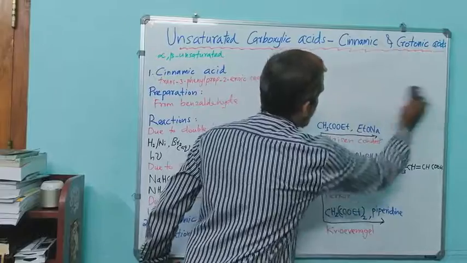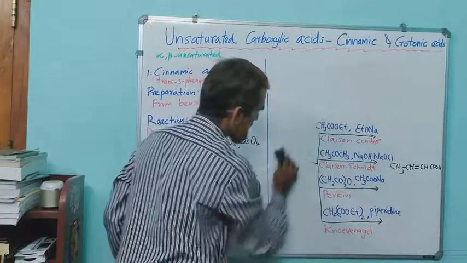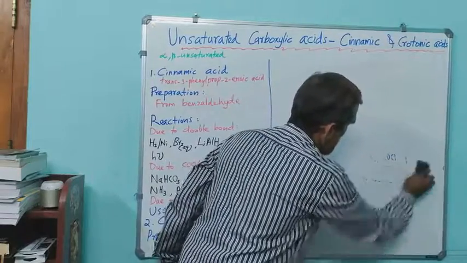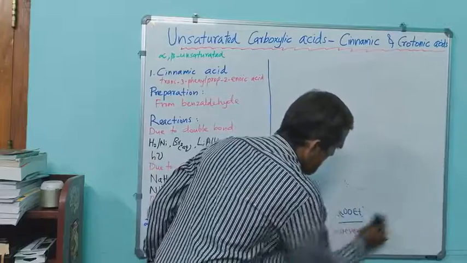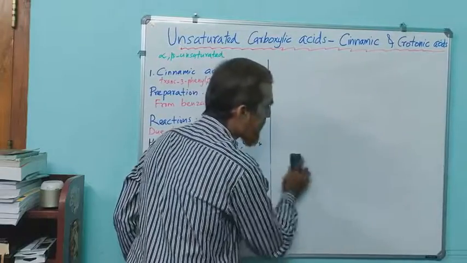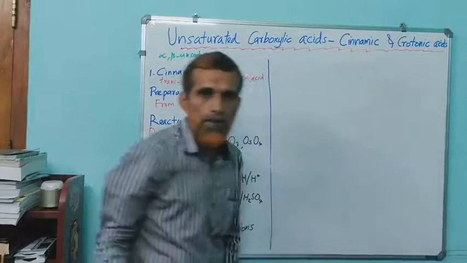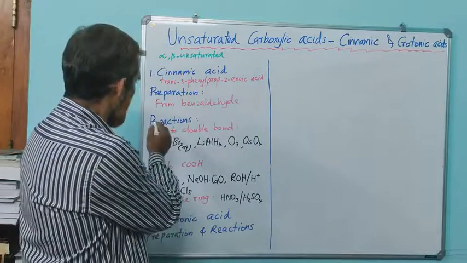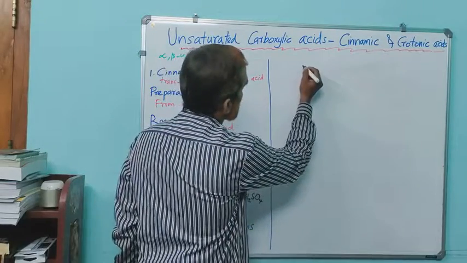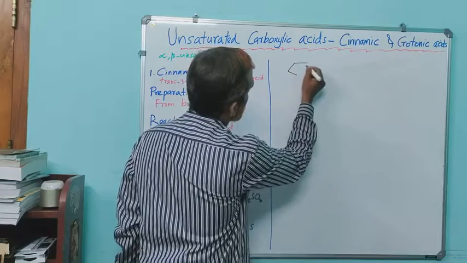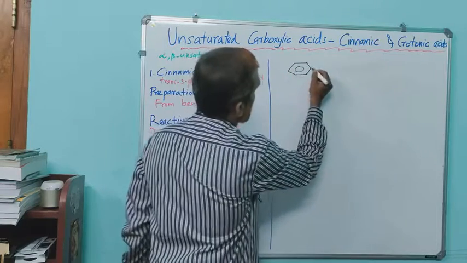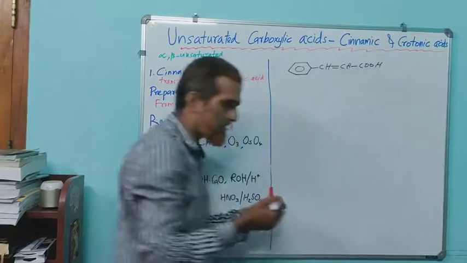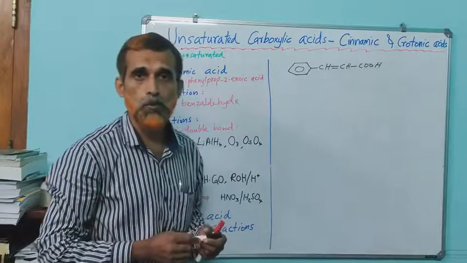Now we go to properties, or mainly the reactions. Okay. See, we will discuss reactions of cinnamic acid in detail, and for crotonic acid you make a duplicate. You have to practice reactions. Okay. See, when we consider reactions, see that cinnamic acid is having this structure. It has got 3 functional groups.